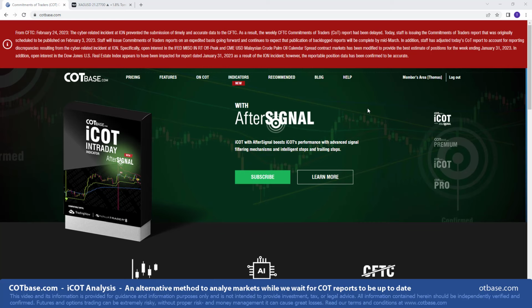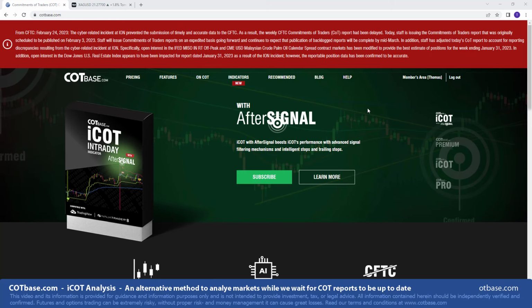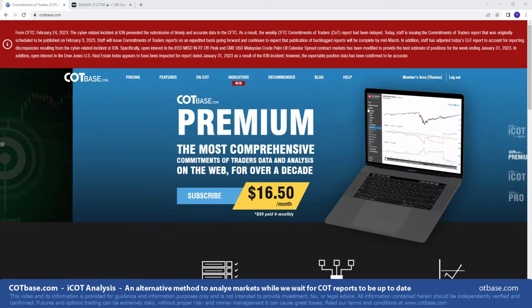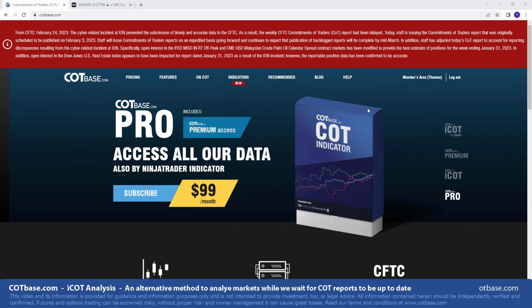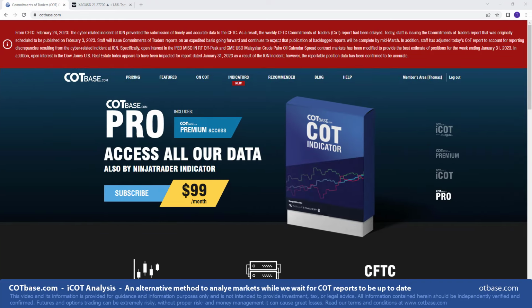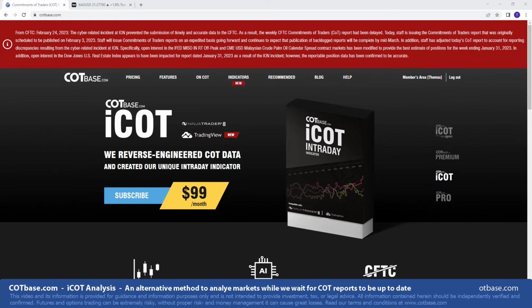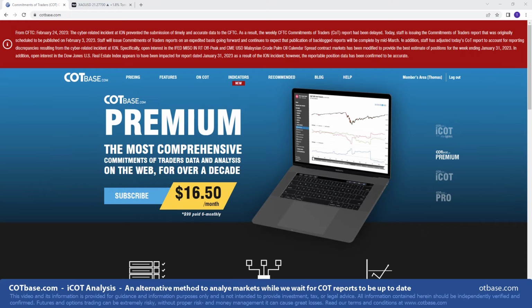Today I'm not going to be doing a classic COT review. I've realized that we are actually still behind. You may know that the CFTC has suffered a cyber-related incident, some sort of cyber attack, and because of that, they could not publish COT reports for a couple of weeks. Now, on February 24, they stated that they are going back to issuing these reports, and probably by mid-March we should be back up to date. So that's a few more weeks.